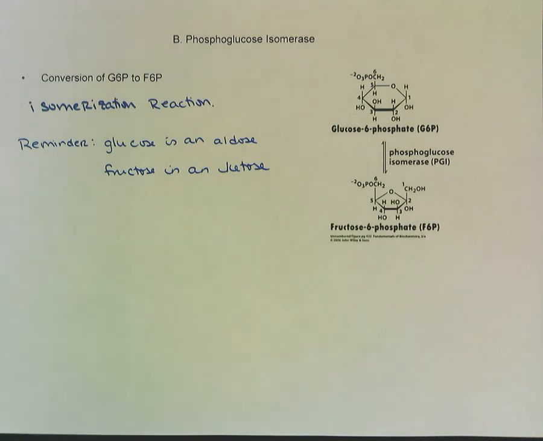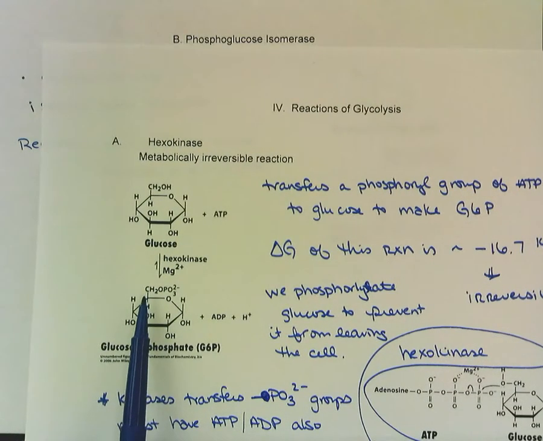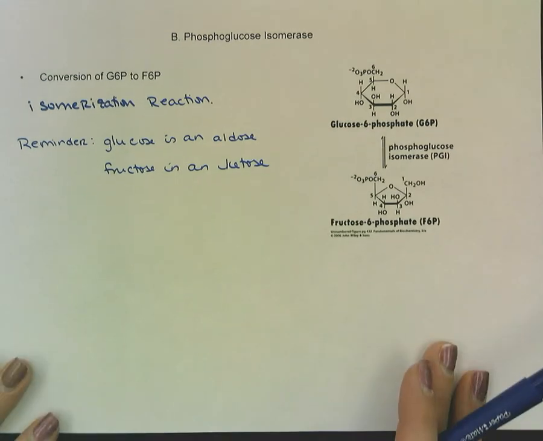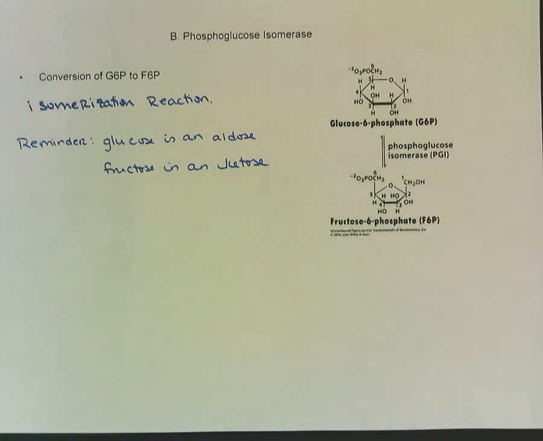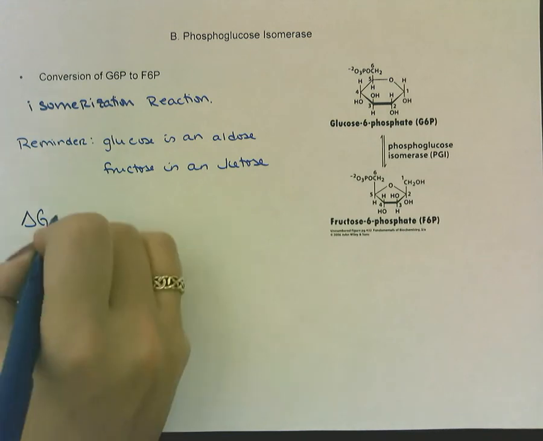In the previous reaction, you may not have noticed the arrows. There's a strong arrow forward, which means irreversible. What's going on here with my arrows? Forward and backwards, at equilibrium. So what is the delta G for this reaction? Best guess, about 0.